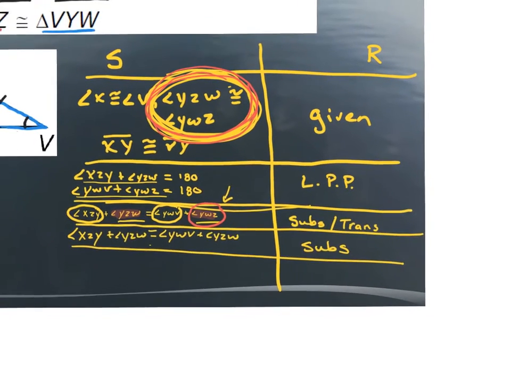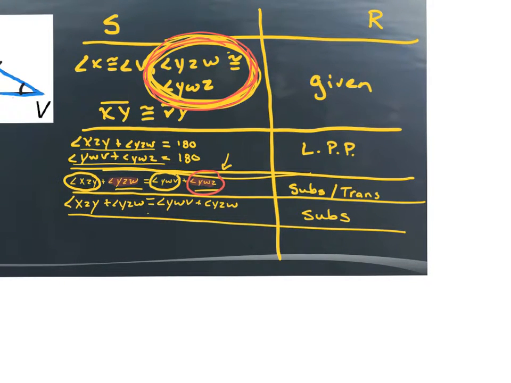All right. Now, what did we say we were going to do? What was the whole purpose of that? To subtract. So we're going to subtract away the YZW, leaving me only XZY is congruent or equal to YWV. And that was subtraction. That's how we did that.